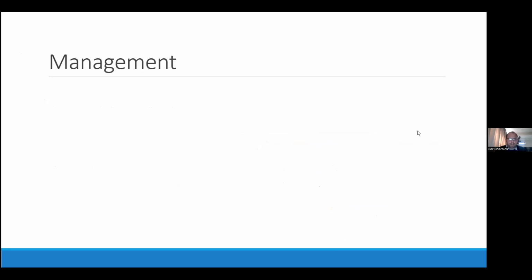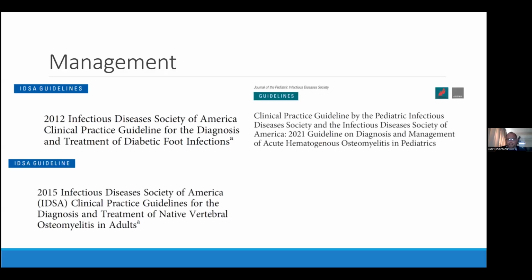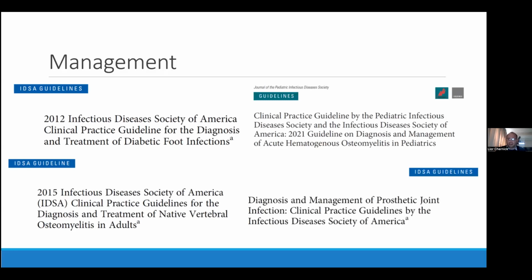So how do we manage osteomyelitis? Well, obviously it's bone and joint infections in general, complex, nuanced, depends on the stage, the subtype. And so, there's a number of guidelines from the IDSA looking at diabetic feet, native vertebral, pediatrics, where it's often hematogenous, prosthetic joint infections. And if you look, there's no shortage of guidelines elsewhere. Unfortunately, nothing really local from South Africa. So there's a gap there.